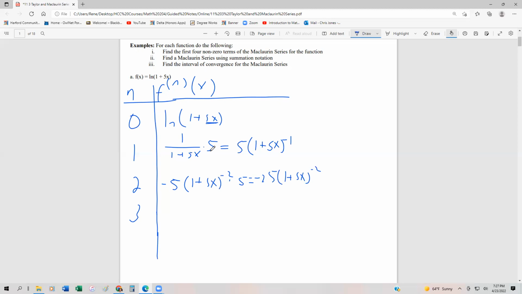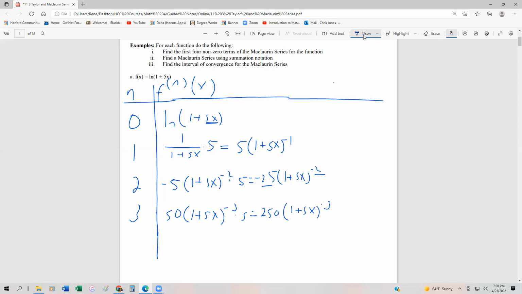The third derivative is going to be 10, or I'm sorry, that's going to be 50, because we're going to multiply negative 2 times negative 25. So that's going to be 50, 1 plus 5x to the minus 3, times 5, excuse me, from the derivative of the interior function. And that's going to give us a positive 250, 1 plus 5x to the minus 3.